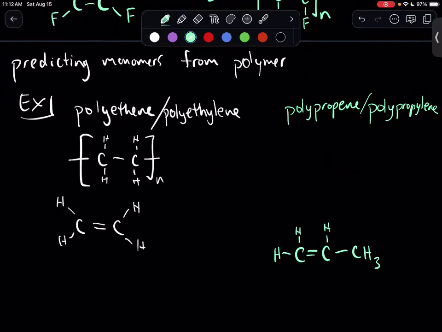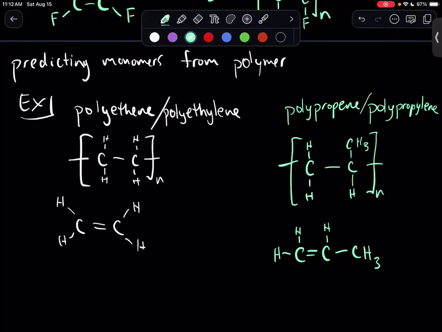So go ahead, pause the video, try it yourself, and I'm going to do it right now. Start with my bracket, C, C, CH3, H, H, H. And that's it. That's our addition polymerization reactions. That's all you really need to know for the SL curriculum.